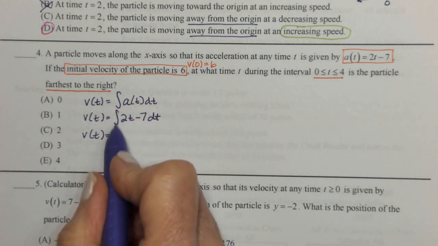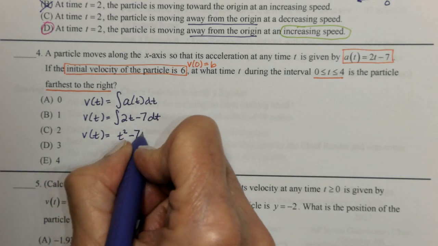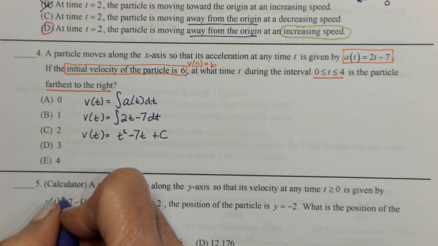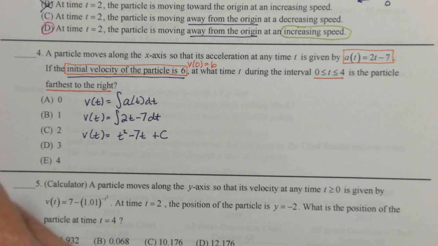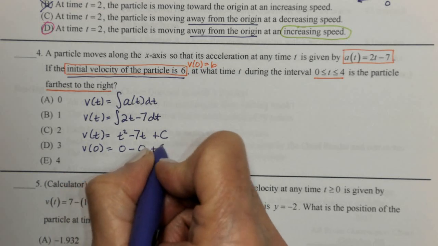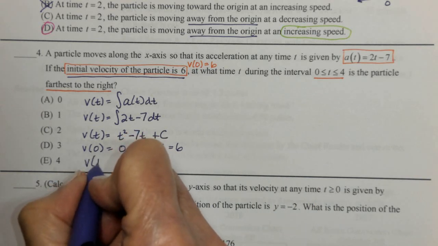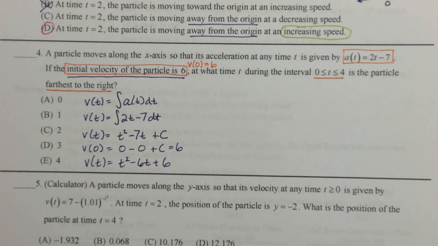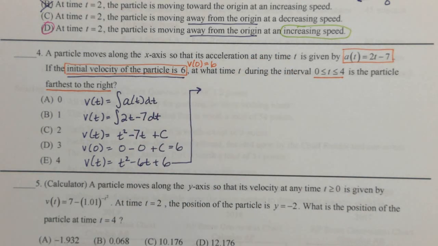Okay, so the antiderivative of 2t is t squared, the antiderivative of negative 7 is negative 7t, and then we have plus c. We need a constant of integration there. We're going to use our initial velocity to find c. So v at time 0 would be 0 minus 0 plus c, but they tell me that it is 6. So c must be 6, and velocity must be that equation.